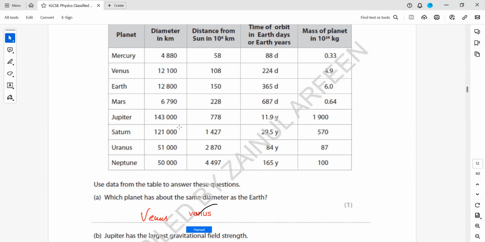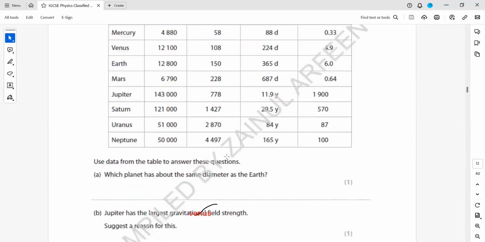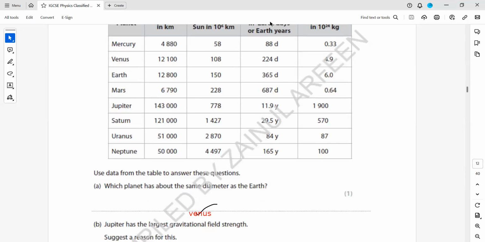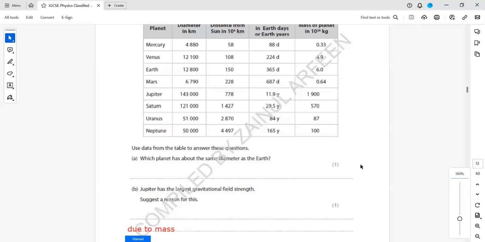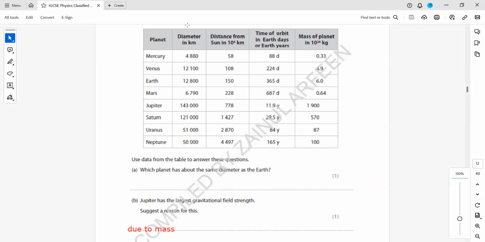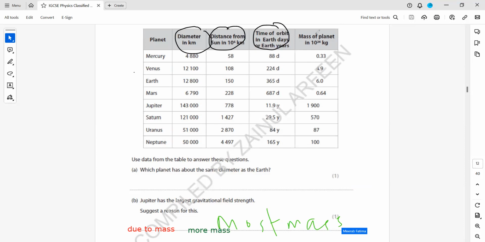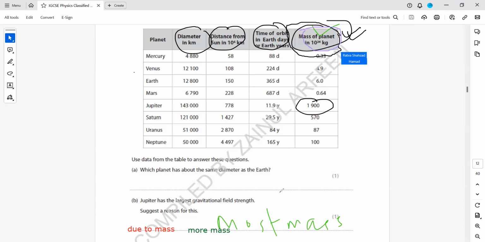The next one: Jupiter has the largest gravitational field strength. Suggest a reason for that. Why does Jupiter have the largest gravitational field strength? So which column: distance from Sun, diameter, time period, mass? Mass. Greater mass means stronger gravitational force. So you will just mention that Jupiter has the greatest mass.